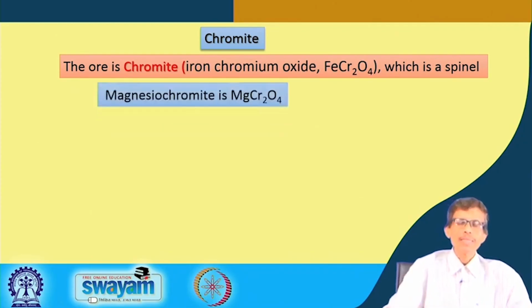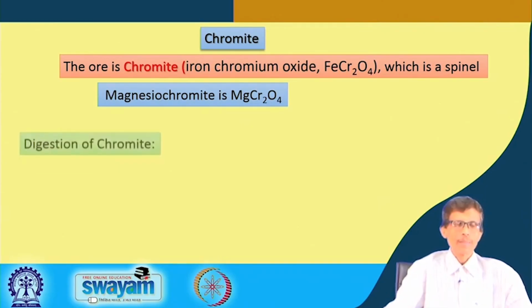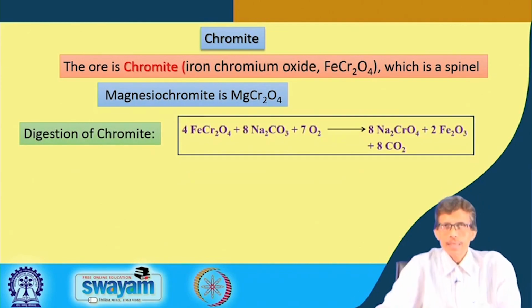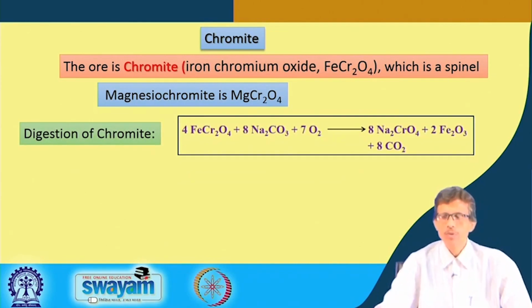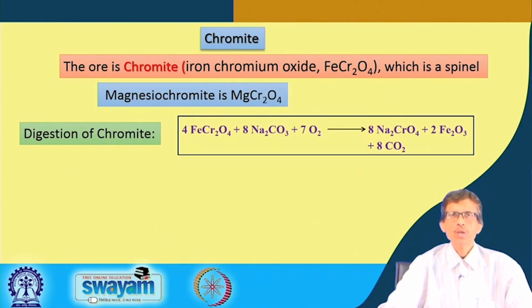But right now we will be only interested to know the spinel structure, and that spinel structure you have to destroy to get chromium out of that compound along with some other metal ion. In case of your chromite ore you have iron, in case of your magnesiochromite you have magnesium. We go for digestion in presence of sodium carbonate and sufficient amount of air, and air gives you that oxygen. So, your chromite is being digested to give you sodium chromate, and the amount of iron present in it will be converted to ferric oxide, and carbon dioxide will be liberated.